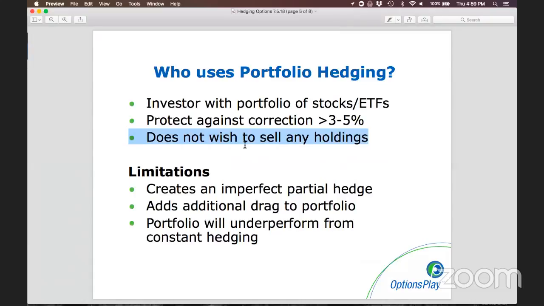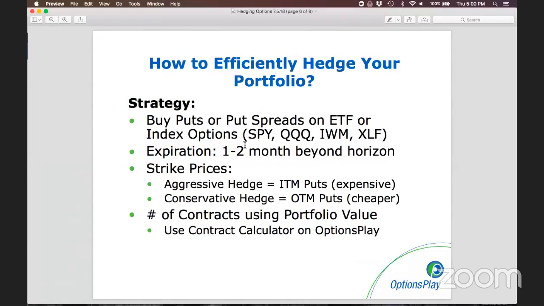But if you can't sell all your holdings or some of your holdings, options is a way to potentially hedge your portfolio. The best way to do that is always a longer dated expiration, at least 1 to 2 months beyond the time horizon that you expect a correction to happen.